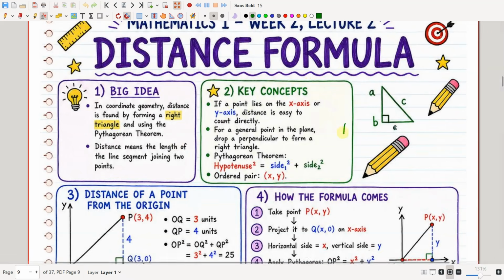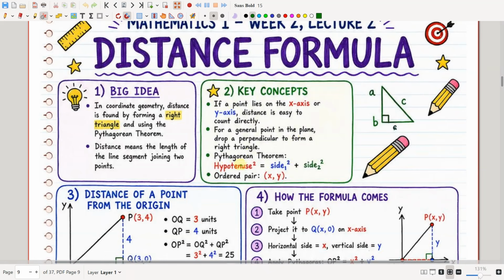See, I am standing here. Let my point be A, and I'm going to move to here. So A to B will be the length of the path I took, which is ultimately equal to the distance I have covered. Distance means the length of the line segment joining the 2 points. If a point lies on the x-axis or y-axis, the distance is easy to count directly. For a general point on the plane, we have to draw a perpendicular to form a right triangle.